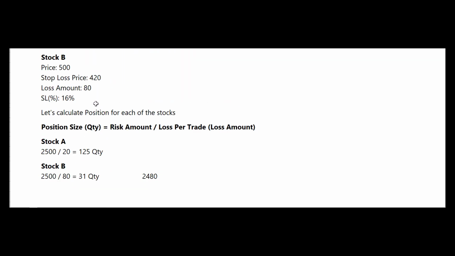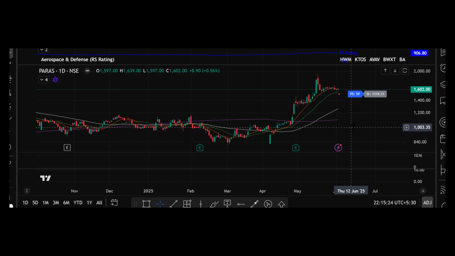Okay, so now we have learned how to calculate the position sizing, but the good part is we are not going to calculate it. I'm showing you the indicator which I have made in TradingView, which will show you the quantity already calculated. So let's go to TradingView. Just a minute, let me switch to TradingView.